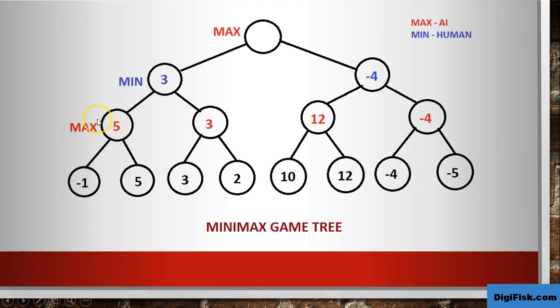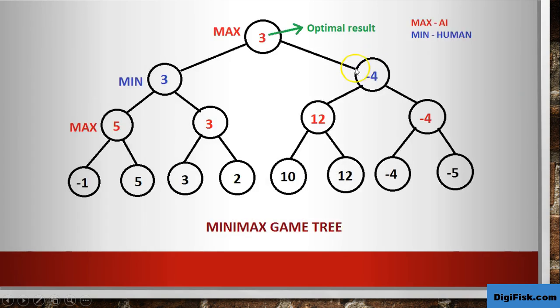So now we can start filling the minimizing states, that is these states, okay? For the minimizing states, it's quite obvious, isn't it? There's 5 and 3, and out of 5 and 3, the minimum value is 3, so this particular child node is going to have 3. And 12 and -4, the minimum value is going to be -4, so this is going to be filled with -4, right?